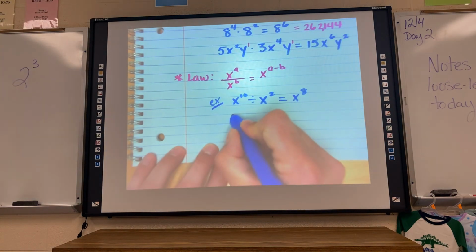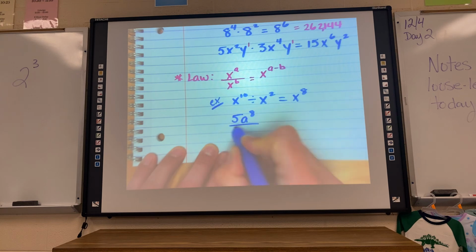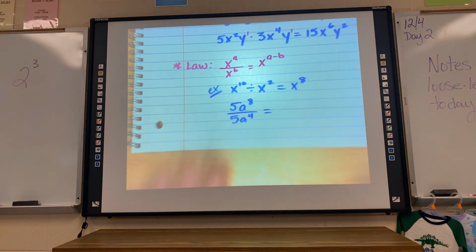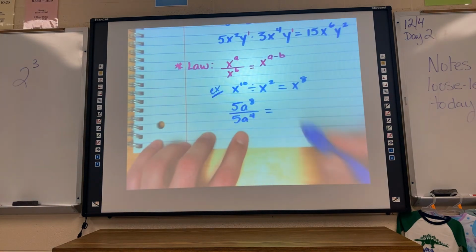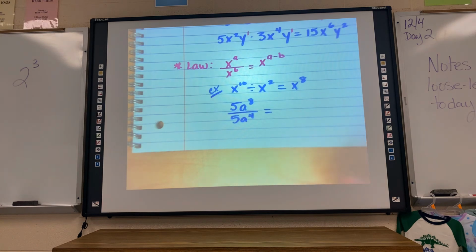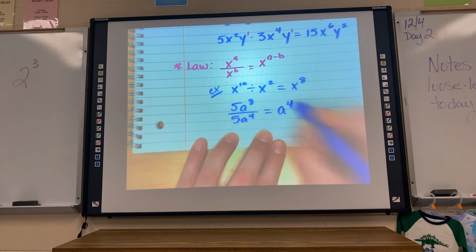What if I had 5a to the 8th divided by 5a to the 4th? What do I do there? Again, we have coefficients here. We're just going to perform whatever operation is going on with the coefficients. Ava, what does that get me? A to the 4th, because 5 divided by 5 is 1, so that doesn't really matter. I don't have to write it, but if you write it, it's not wrong. A to the 8 minus 4 is a to the 4th.